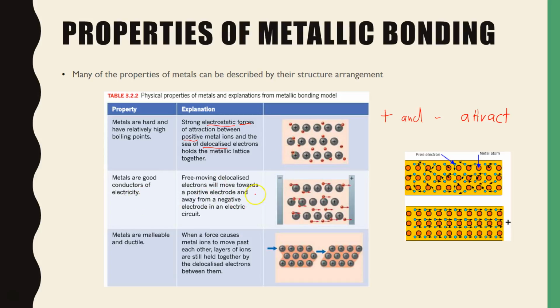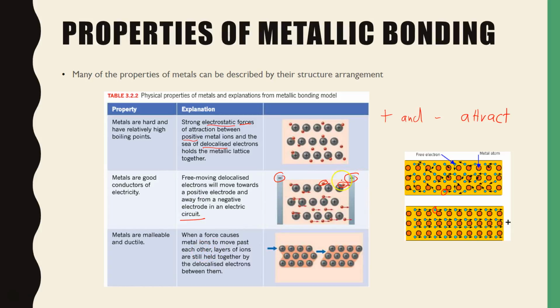Metals are good conductors of electricity. As I already mentioned, the electrons are moving freely throughout the lattice. As you can see here in red, the electrons are moving freely from a negative to a positive electrode. They can be conducted in that way, and therefore they can conduct electricity to make a circuit.